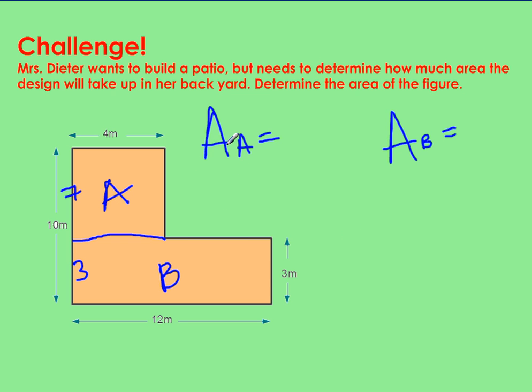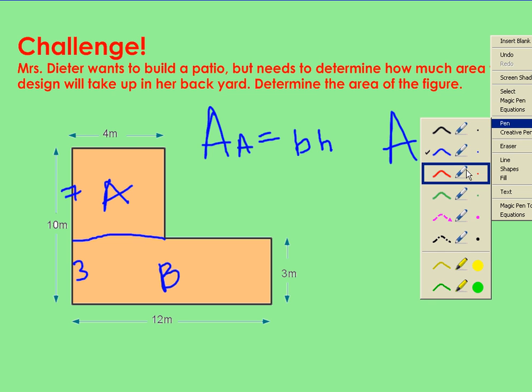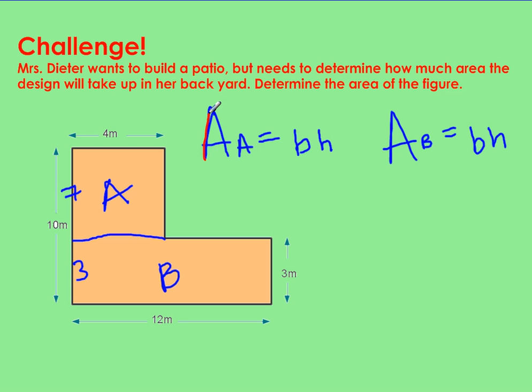Since both of them are going to be rectangles, I can just say that this is base times height, and the formula for area here is base times height. And then we can just go ahead and solve. I'm going to change this to red so we know that we're working with two different ones. So the base of my part A is 4, and my height of part A is 7. So when I'm calculating the area of A, when I simplify, I find out that this is 28 meters squared.